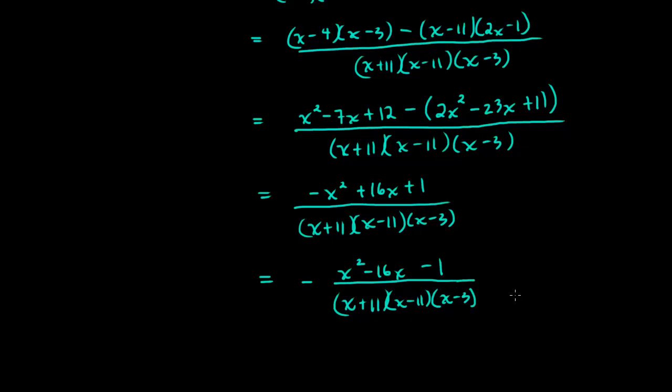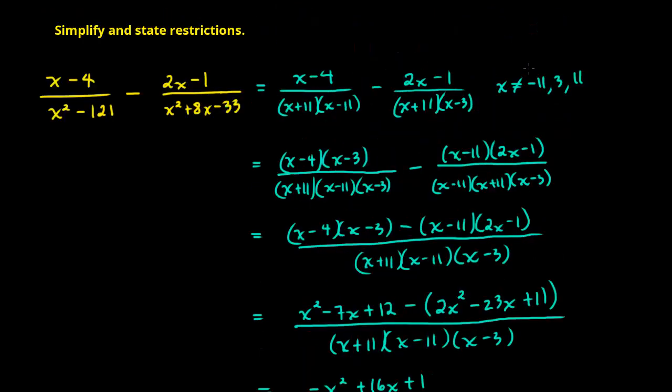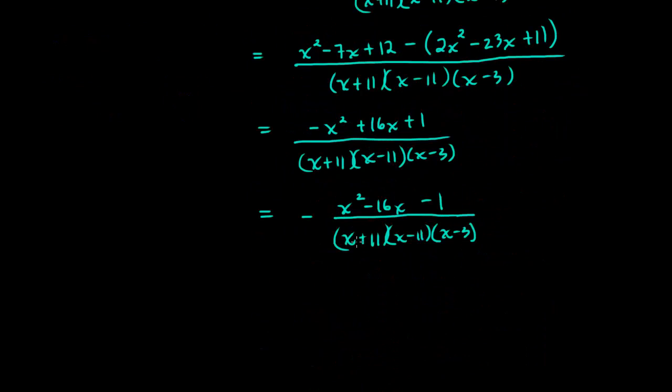And then lastly, I have to write my restrictions, and I wrote them up above. So x cannot be equal to negative 11, 3, or 11. And notice that those factors still appear in the denominator. Sometimes the factors divide out when you're simplifying, and that's why I normally write the restrictions out before I simplify any of the expressions. So the restrictions are x cannot be equal to negative 11, 3, and 11.